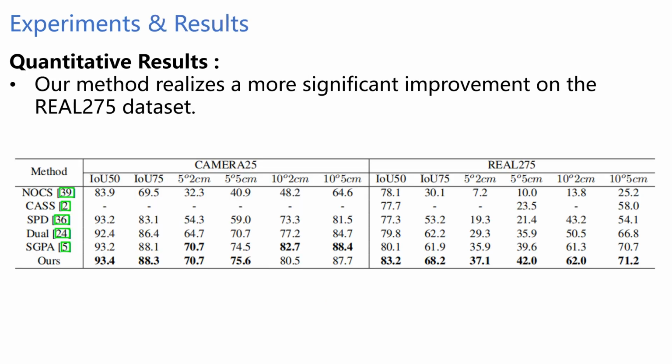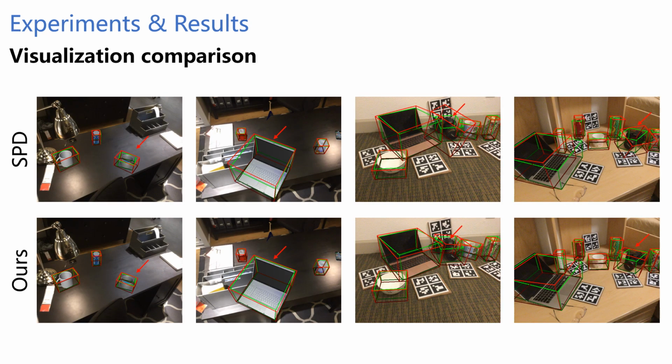We compare the proposed method with other methods on CAMERA25 and REAL275 datasets. From the table below, we can see that our method realizes a more significant improvement on the REAL275 dataset, which contains more previously unseen instances, than on the synthetic CAMERA25 dataset. Furthermore, we performed a qualitative comparison of the visualization results with SPD. We can observe that our method produces a more accurate pose than SPD, especially on geometrically complex objects, for example the camera category. This indicates our SD-Pose can sufficiently learn the shape change by utilizing instance category structural discrepancy to supplement geometry information.